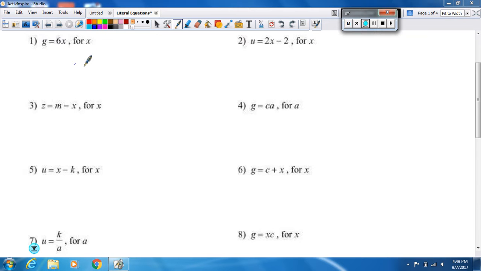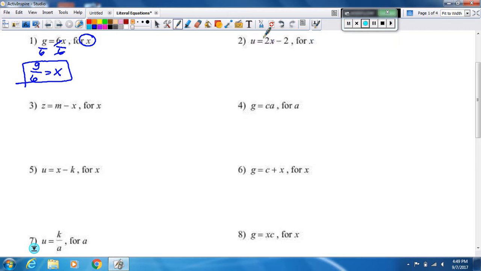In order to solve literal equations, you have to know which letter you're solving for. For the first one, we're getting x by itself. So what you want to do is you want to take your finger and cover up the x. Well, there's nothing extra over there. So this is 6 times x. So the opposite of times is divide. So I'm going to divide both sides by 6. So I get g over 6 equals, top cancels with bottom, x. So now the x is by itself. You have your answer, g over 6.